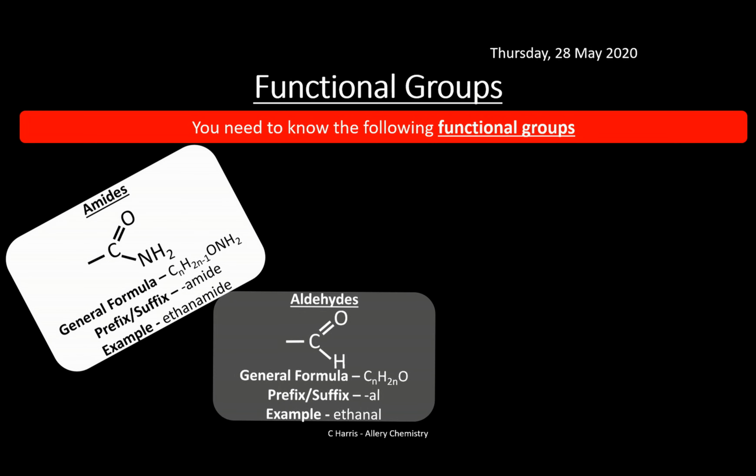Aldehydes we've seen. General formula CnH2nO. Suffix is -al, and an example is ethanal for this.